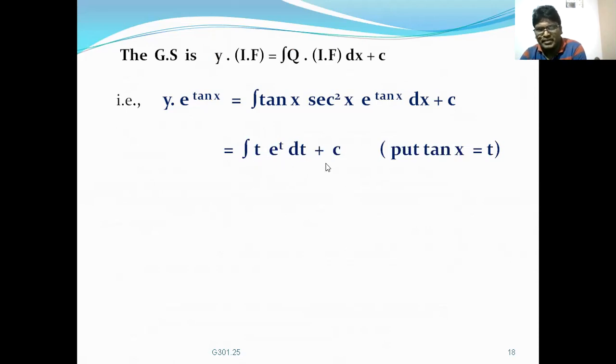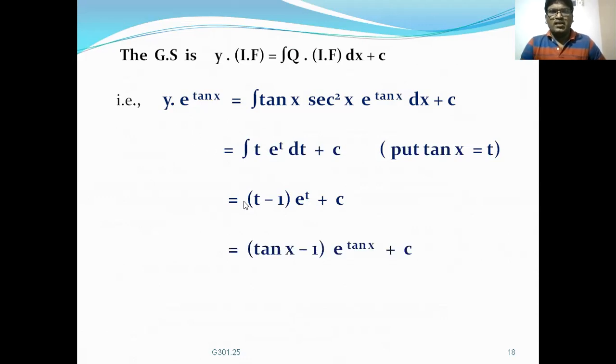Now it is ready for integration. We already discussed this formula in this session. So the integration of t into e power t dt plus c, using the Bernoulli rule, that is the integration by parts formula. I told you directly in the session, it is t minus 1 into e power t plus c, a direct formula using integration by parts. This is the solution for this equation. Now substitute the t value here: tan x minus 1 into e power tan x plus c.